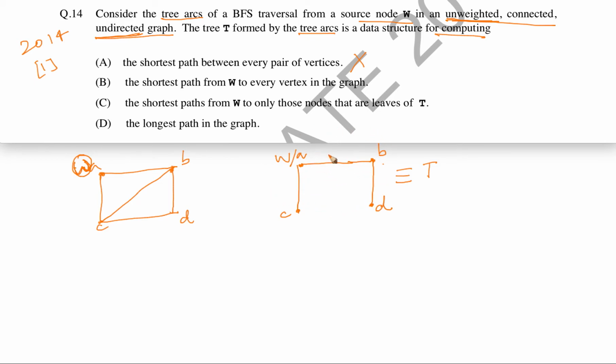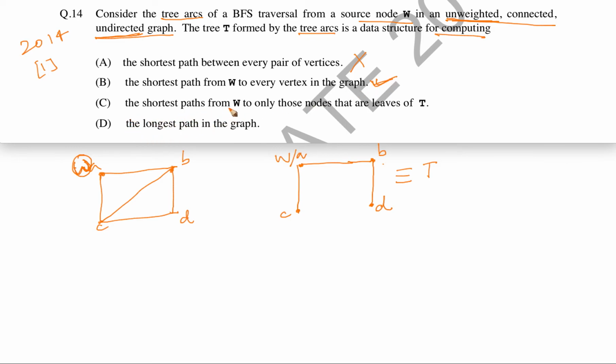Okay, so we can also see that if we have to go from A to D, then the shortest path is 2. See, 1, 2, or here also you can see 1, 2, and you can clearly see that here also the path length is 2. So it clearly gives the shortest path between A and D. So this option, shortest path from source vertex W to every other vertex in the graph, is basically correct. And we can see that other options are wrong.